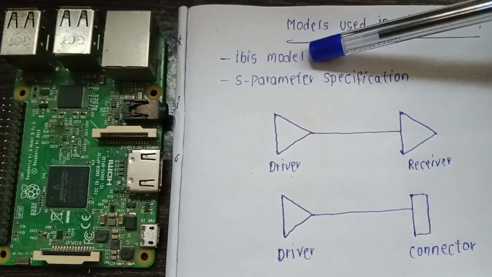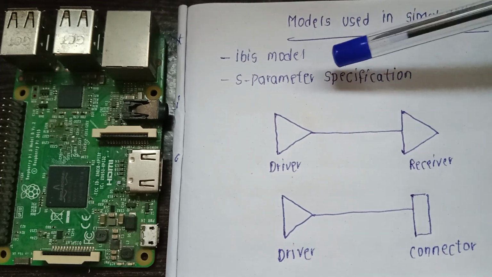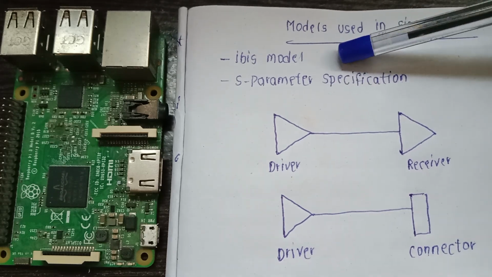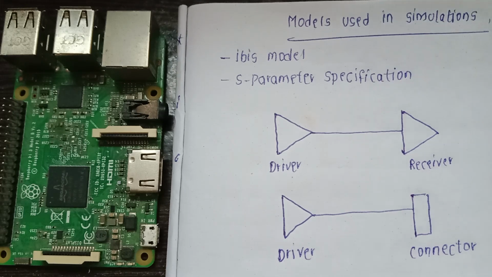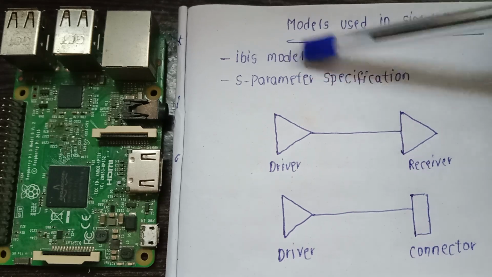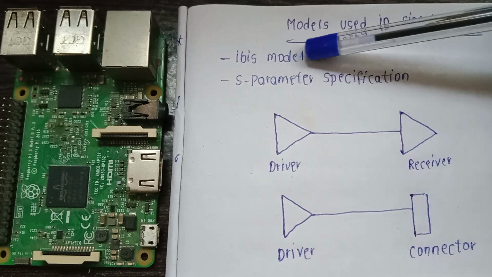One is the IBIS model, the Input/Output Buffer Information Specification model, which talks about the behavioral characteristics of the IC that we have selected. It covers the package RLC, the voltage specifications, and the drive strengths. All these are mentioned by the IBIS model, which is a very important model.